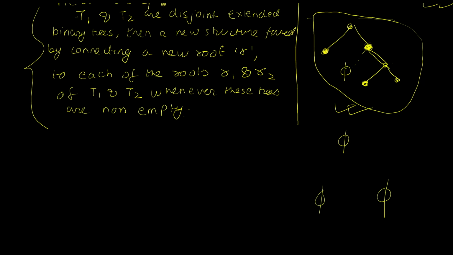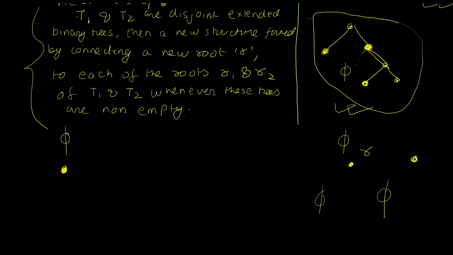Then it says that a new structure is found by considering a new root R, so let that be this root R, connected to each of the roots R1 and R2 of T1 and T2 when these trees are not empty. So in this case, both trees are empty, so I don't need to do any connection. So this is one node not connected to anything. What will that produce? It will just be one node. So the first step is the basis step, which produces the empty set, and the second step produces one node.